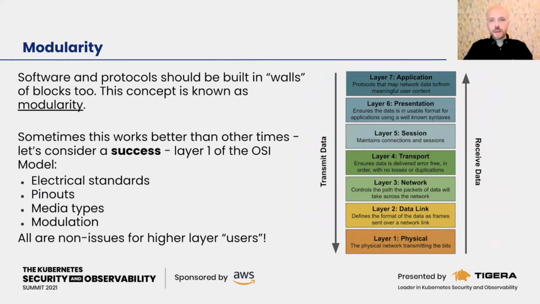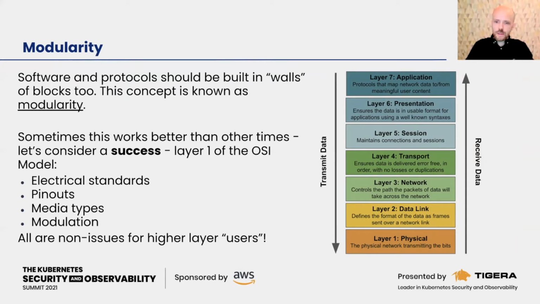Well, software and protocols should be built in walls of blocks too, and this concept is known as modularity. So if we have a look on the right-hand side of this slide, you'll see there's a diagram called the OSI model, which is a very famous and important model for how computer networks transmit and receive data. You can see that it defines 7 layers, starting at the bottom, the physical layer, going up, the data link, network, transport, session, presentation, and application layers.